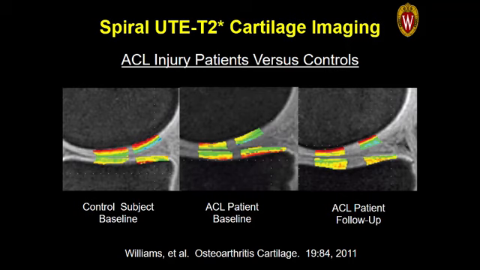And this slide nicely shows a focal area on the posterior weight-bearing surface of the medial femoral condyle, which has an increased T2 star value when compared to a control subject due to acute cartilage injury. Now, on the one-year follow-up in the same patient, note how the injury of cartilage was healed with the T2 star relaxation time decreasing to a normal value, similar to the control subject.